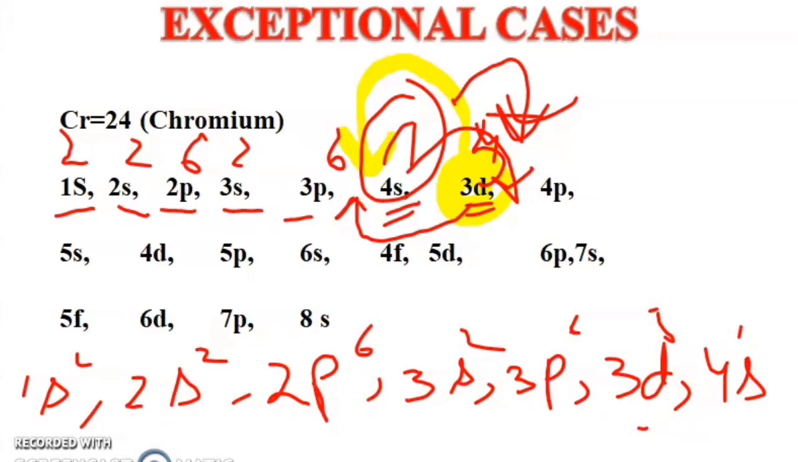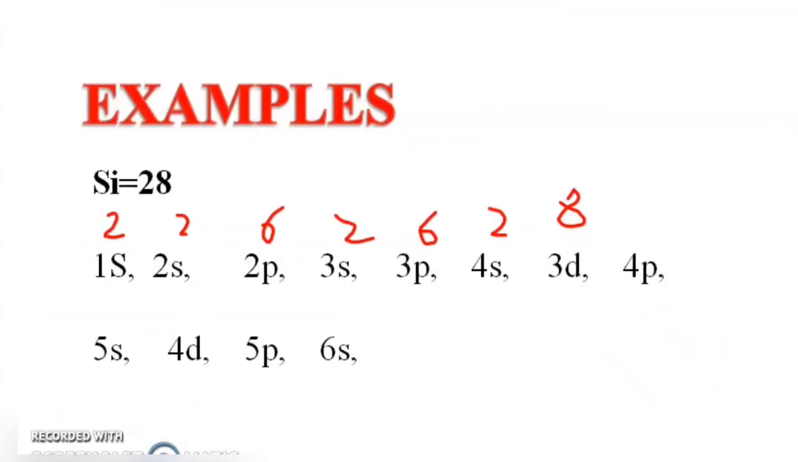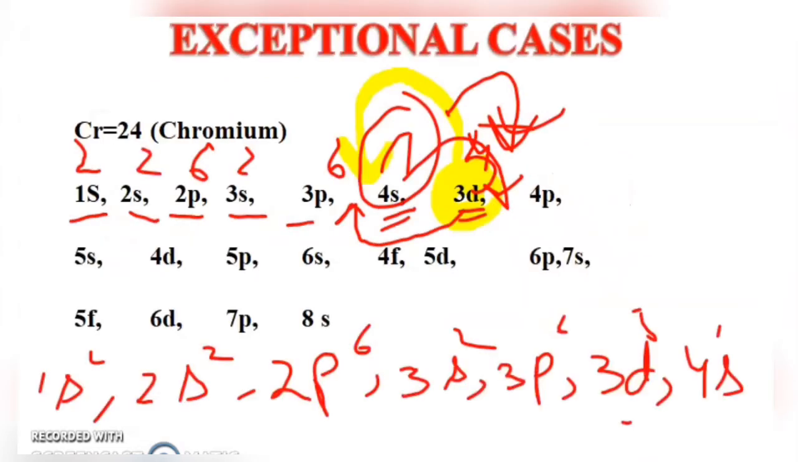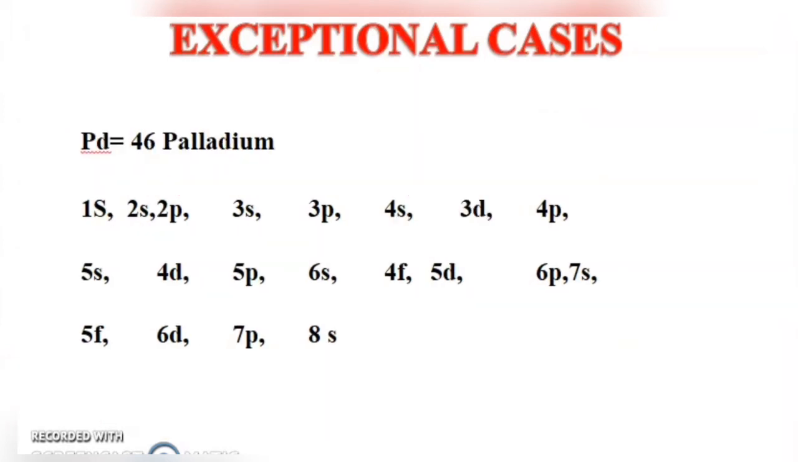Compare it with the electronic configuration of silicon. In silicon, as it's not an exceptional case, we fill 4s first, followed by the filling of 3d. But as chromium is an exceptional case, we fill 3d first, followed by 4s. In 3d there are 5 electrons, and in 4s there is 1 electron, right? Okay students, in the case of chromium, we just checked that all the orbitals in the d subshell were partially filled.